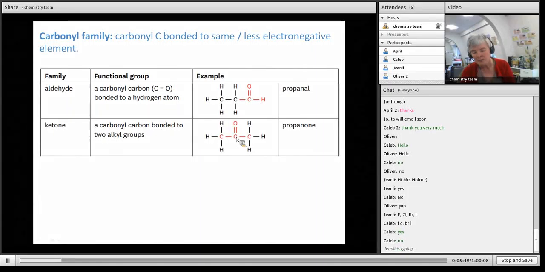If the carbonyl group is bonded to two alkyl groups, as over here, then it's a ketone. Okay, so just highlighting those, and the ketone, O for oxygen, is one way of remembering it.